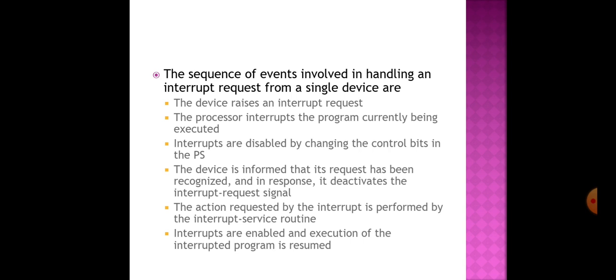Next, the action requested by the interrupt is performed by the interrupt service routine. Then finally the interrupts are enabled and execution of the interrupted program is resumed.